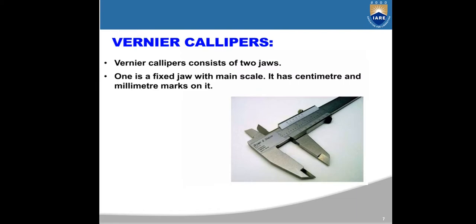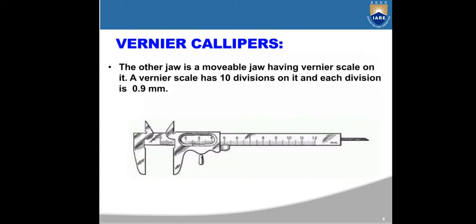Vernier caliper. A vernier caliper consists of two jaws. One is a fixed jaw with the main scale. It has centimeters and millimeters marked on it. The other jaw is a movable jaw having the vernier scale on it. A vernier scale has 10 divisions on it and each division is 0.9 mm.